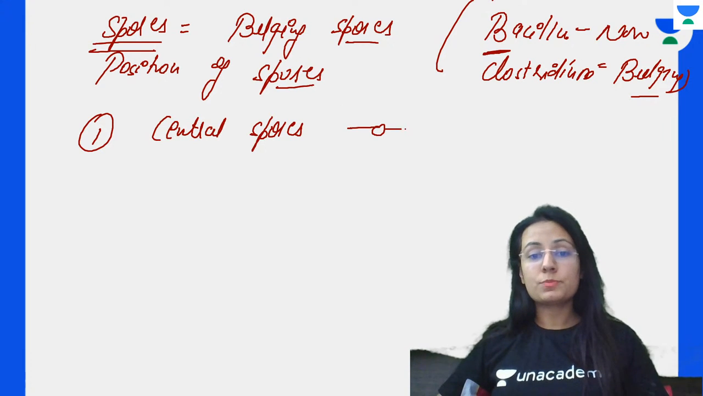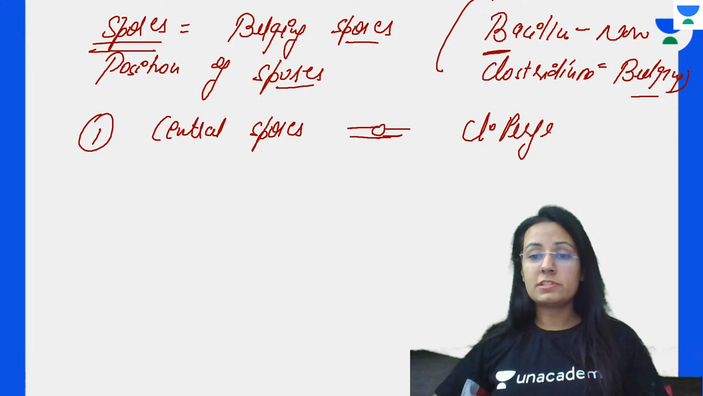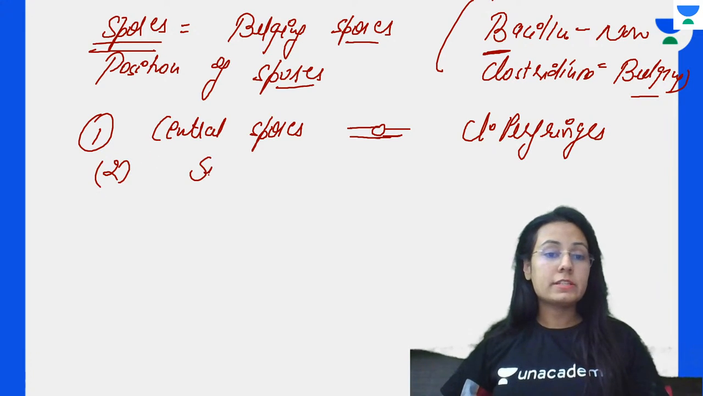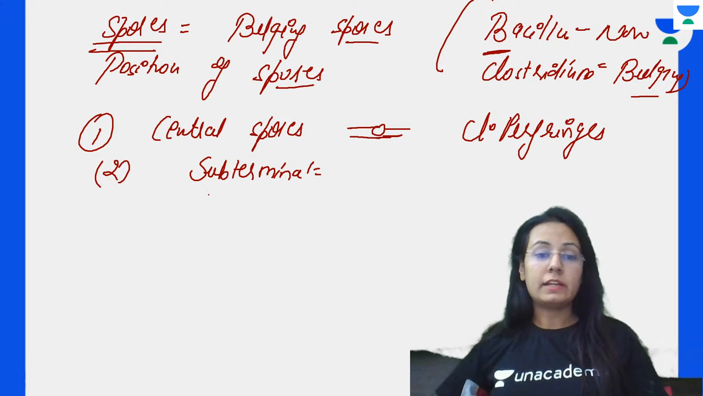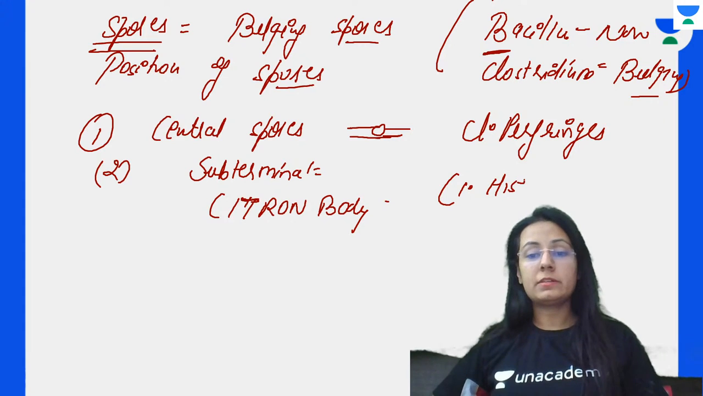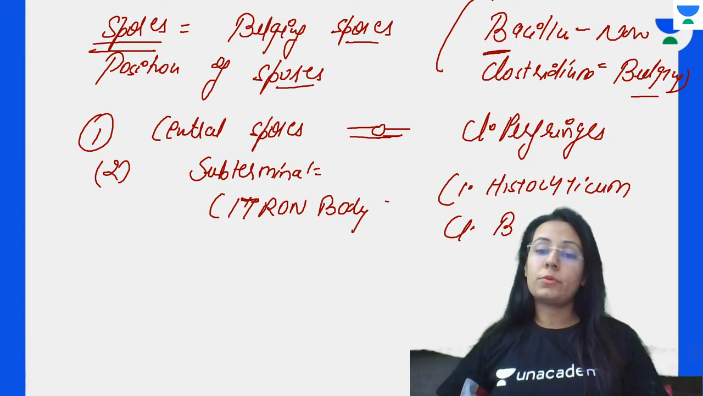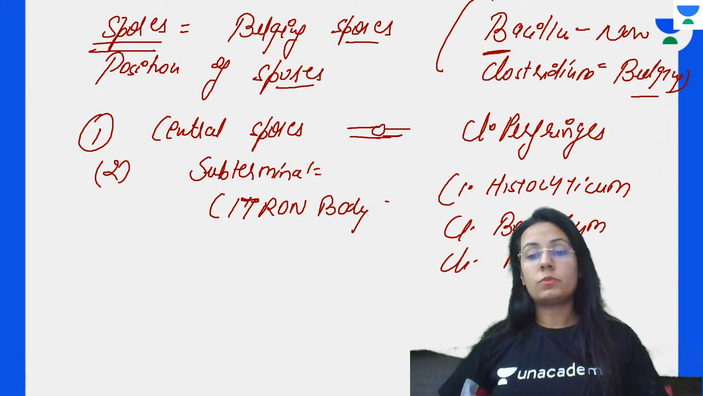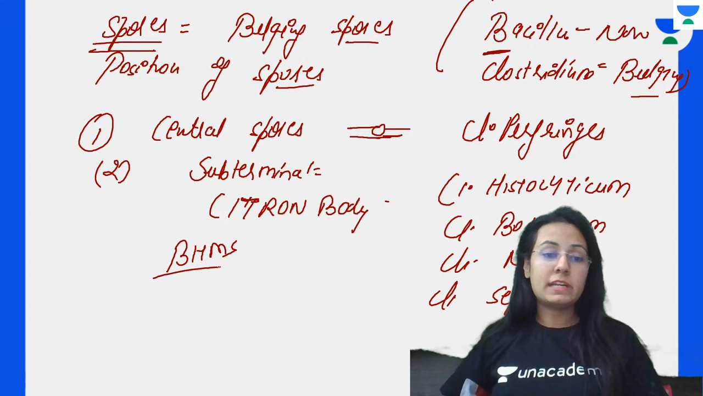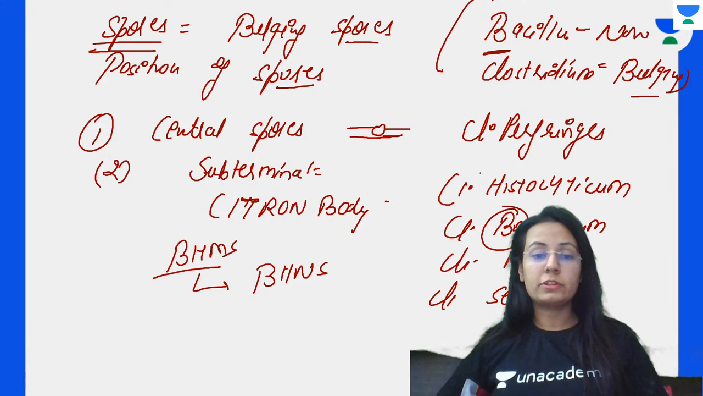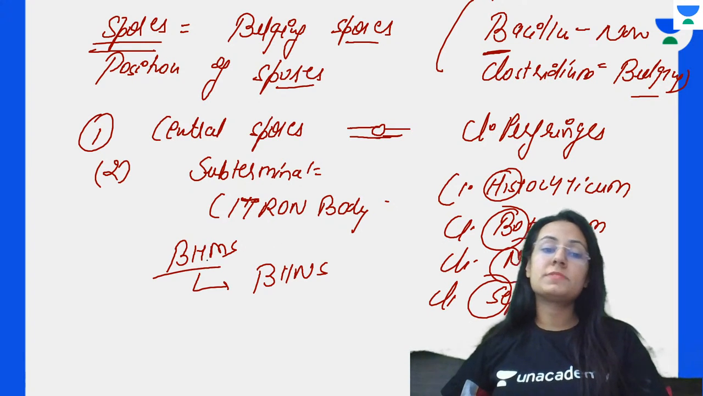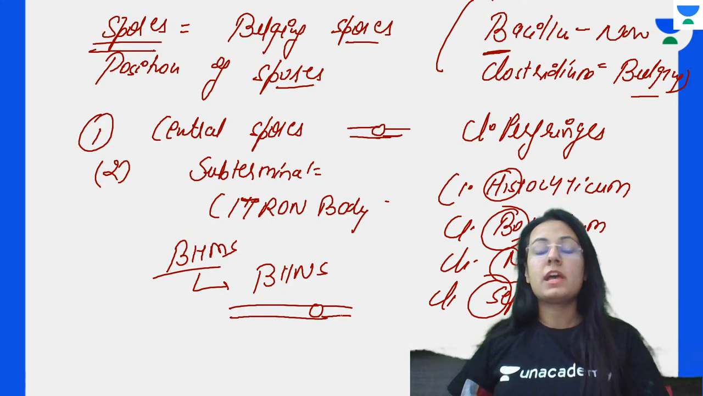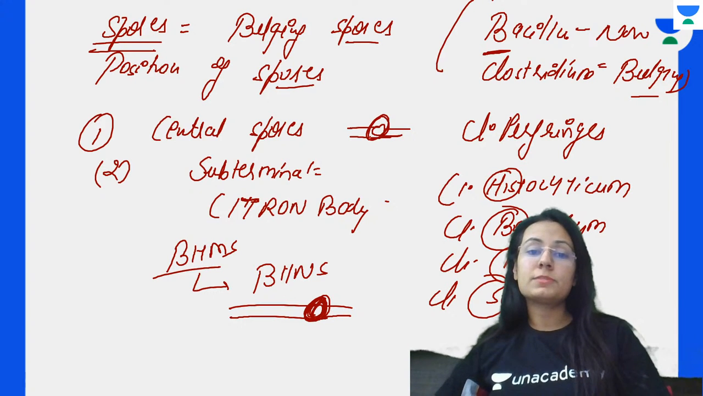They may either have central spores, as in Clostridium perfringens, or subterminal spores, also known as citron bodies, present in Clostridium histolyticum, Clostridium botulinum, Clostridium novyi, and Clostridium septicum. You can remember this as BHNS: botulinum, histolyticum, novyi, and septicum. They have subterminal bulging spores, and the central spores are present in Clostridium perfringens.